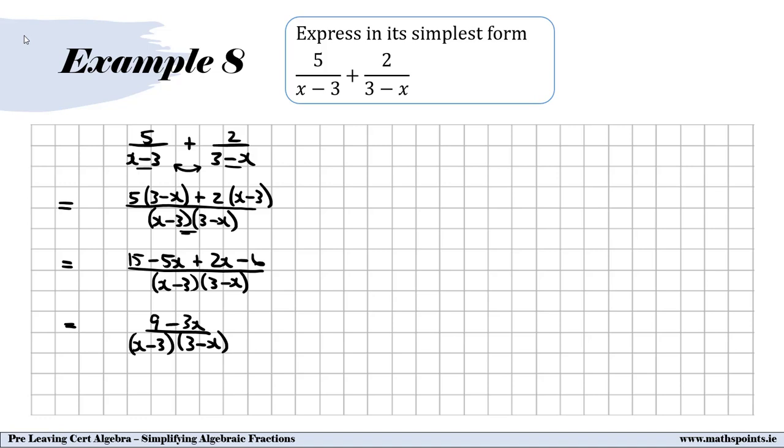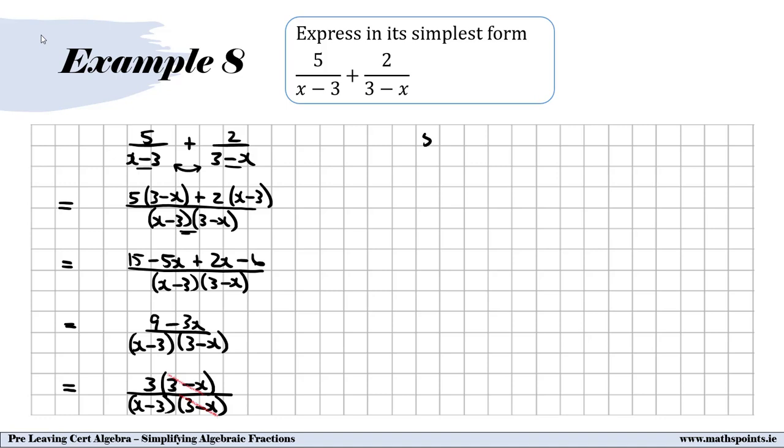Now, some people will actually spot that this simplifies down further. If you factorize the top, 9 minus 3x, you can take out a common factor of 3, and so the top becomes 3 on 3 minus x, and then the denominator stays the same, which is x minus 3 on 3 minus x. And if I now divide the top and the bottom by 3 minus x, I can see that they cancel, and I have a final answer of 3 over x minus 3. So that's the way we could do the question using the method in the previous examples.